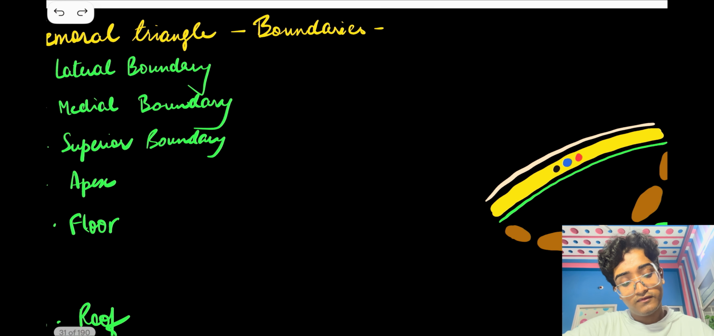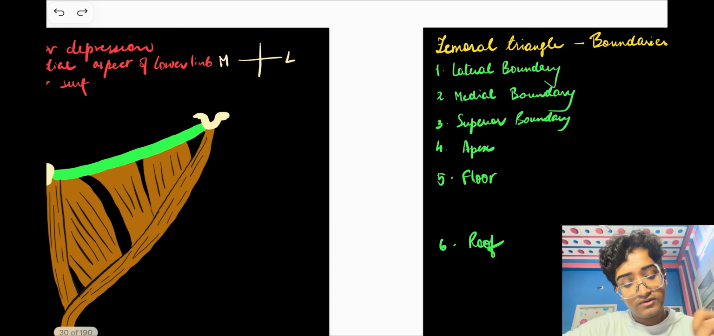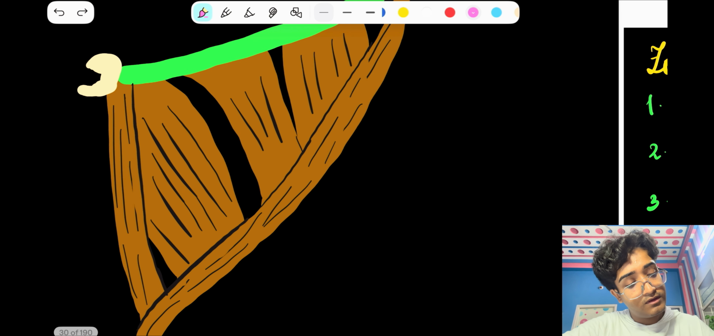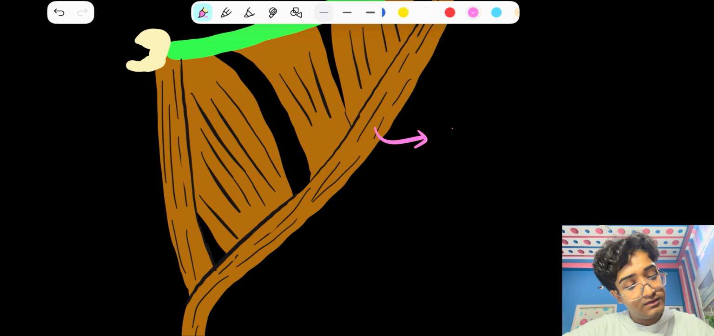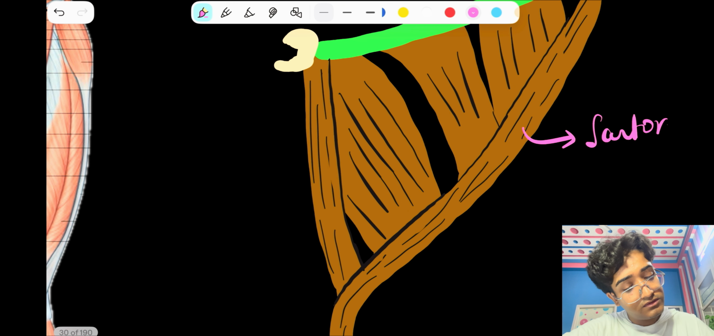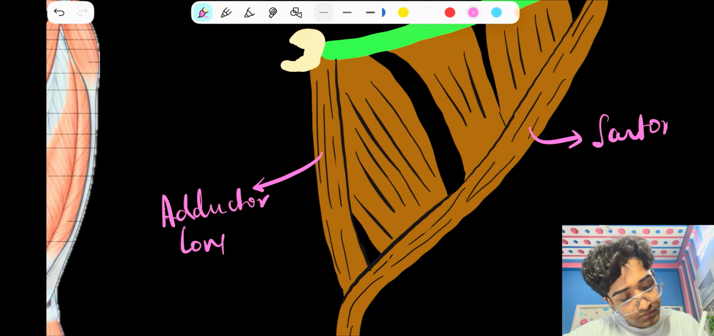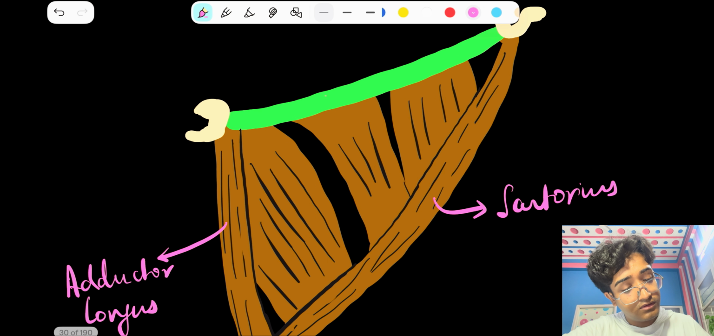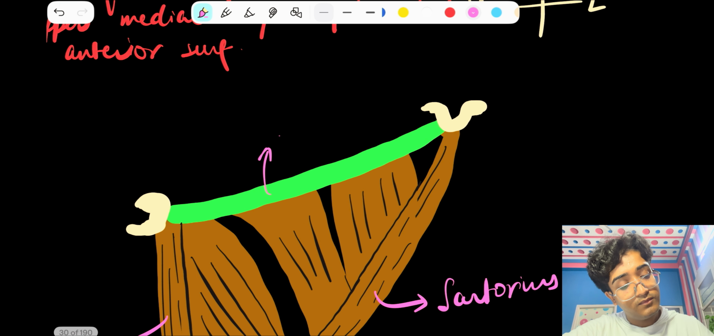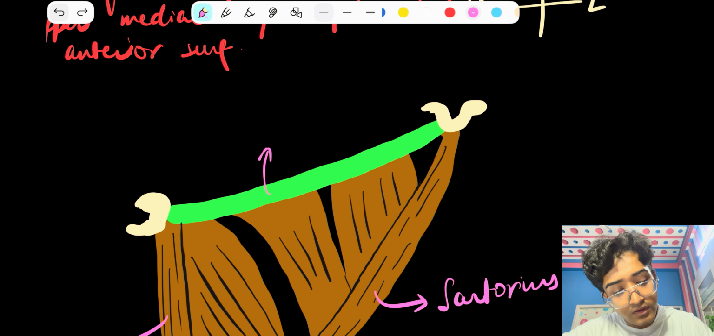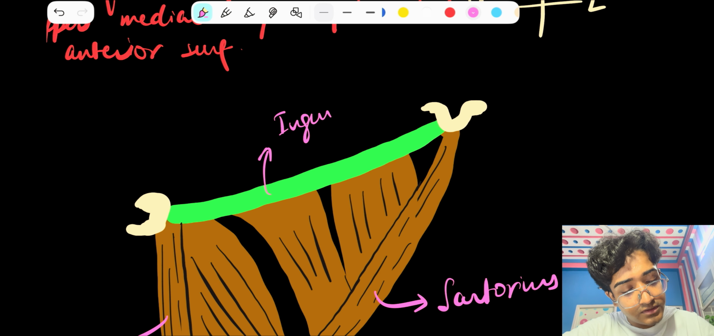Beginning with the boundaries of the femoral triangle. See, this one is the lateral boundary of the femoral triangle, which is formed by the sartorius muscle. This is the medial boundary, which is formed by the adductor longus muscle. And this is the superior boundary, which is formed by the inguinal ligament.